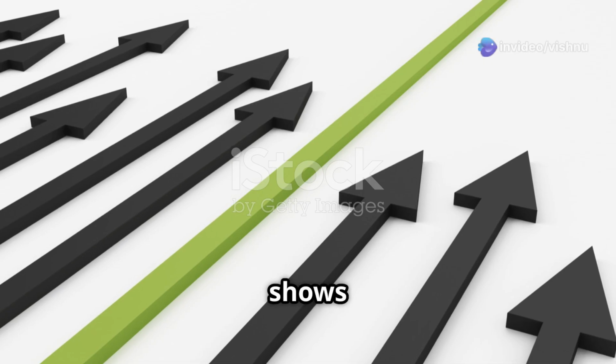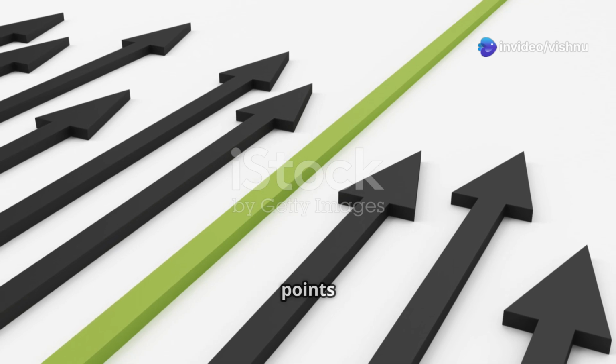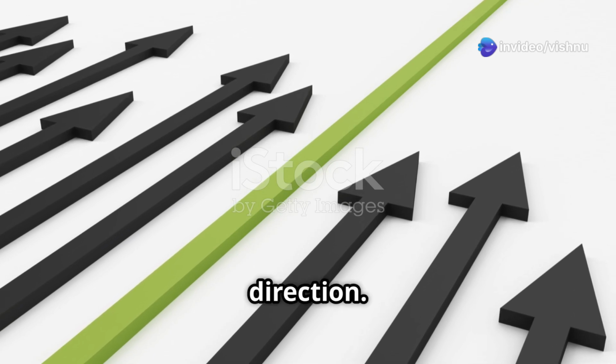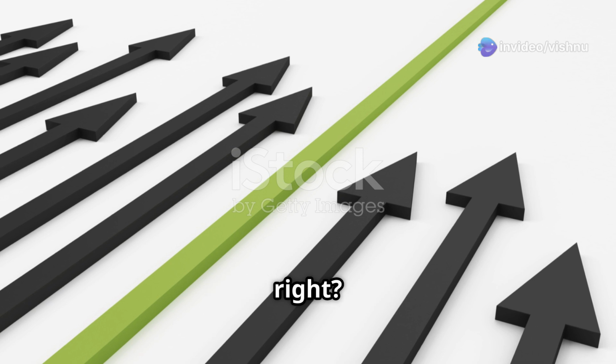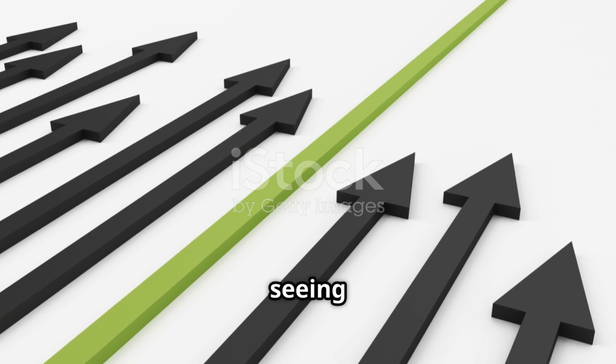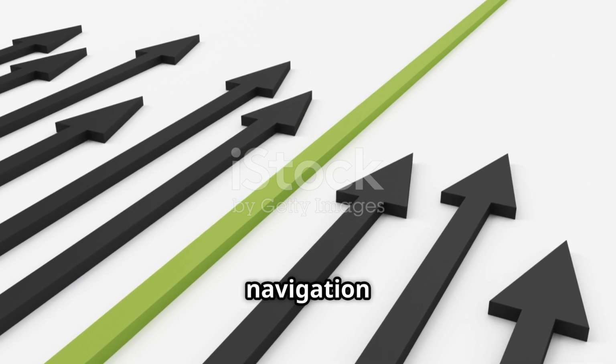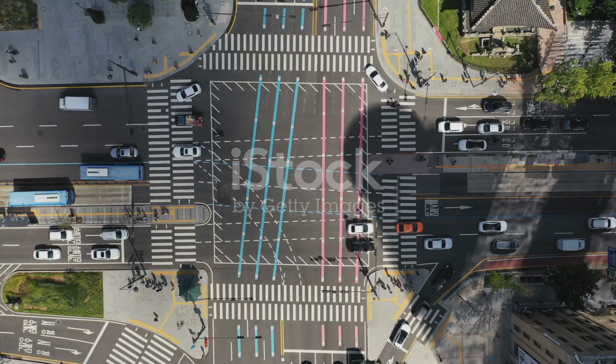Vectors are usually represented by arrows. These arrows help us visualize both the magnitude and direction. The length of the arrow shows the magnitude, and the direction the arrow points in, you guessed it, shows the direction. Pretty straightforward, right? Once you understand this, you'll start seeing vectors in everyday life, from navigation to sports and beyond.